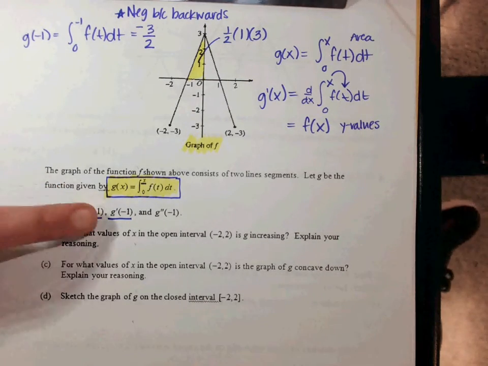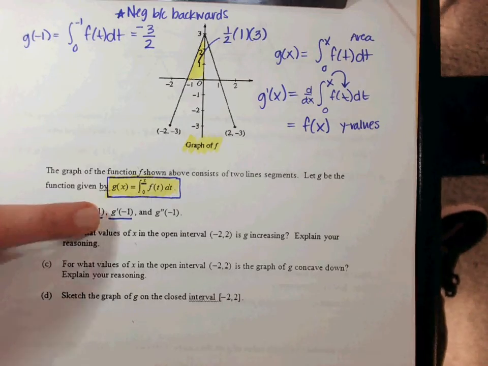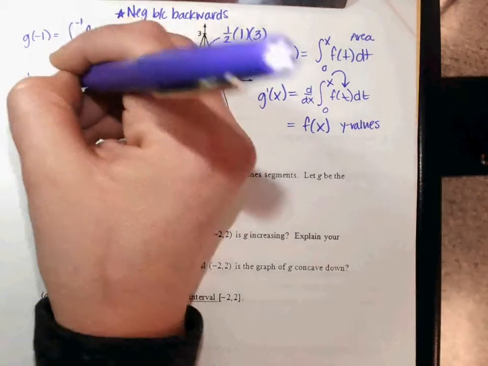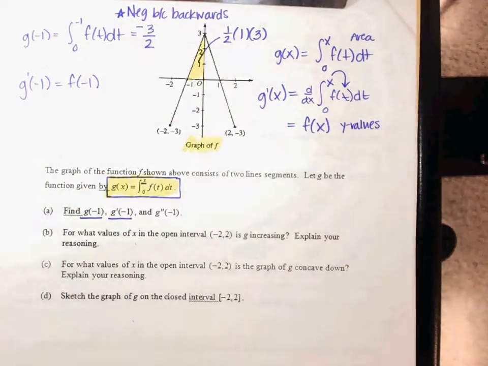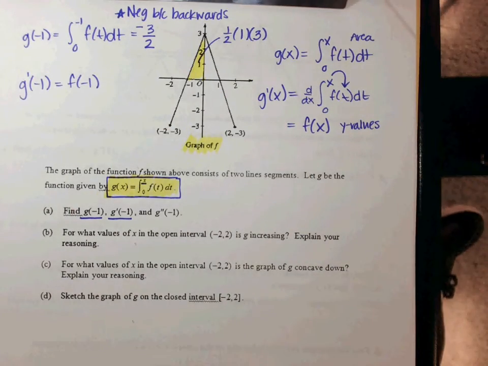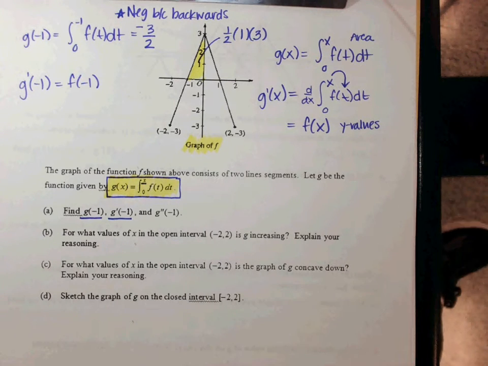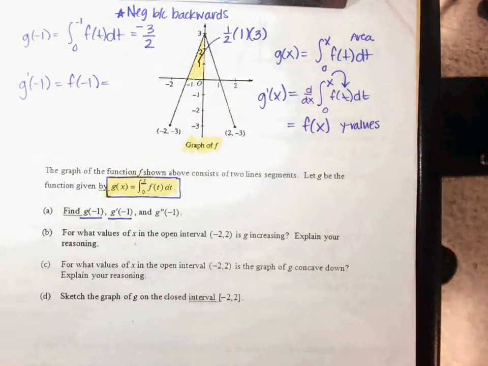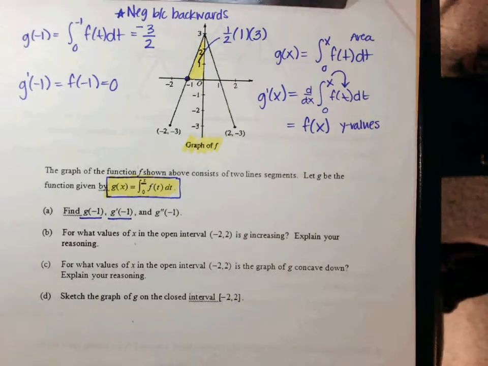So when they ask me to find g prime of negative 1, I'm going to put that over here. G prime of negative 1 is going to be f of negative 1, because g prime and f are the same, because that integral kind of messed everything up. Okay, so look at your graph. What's f of negative 1? 0. Very good. Right there, that is 0.